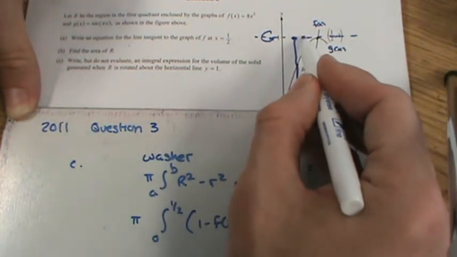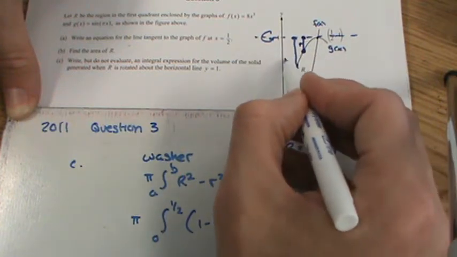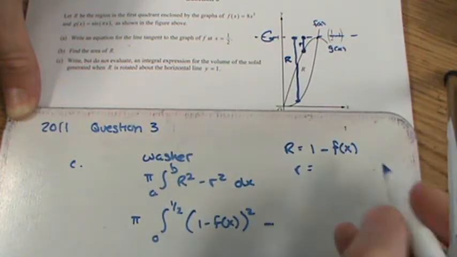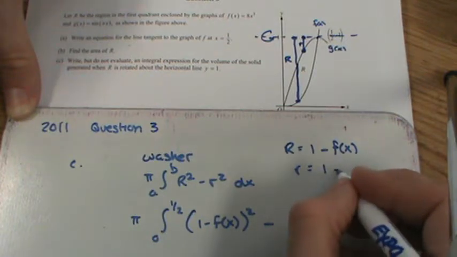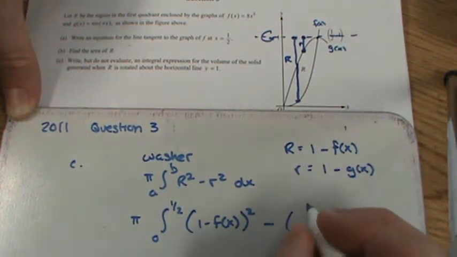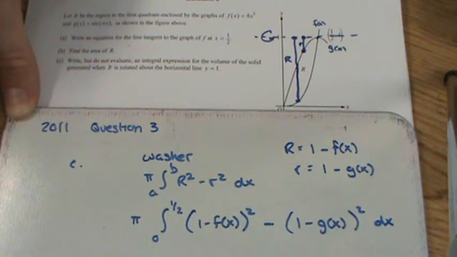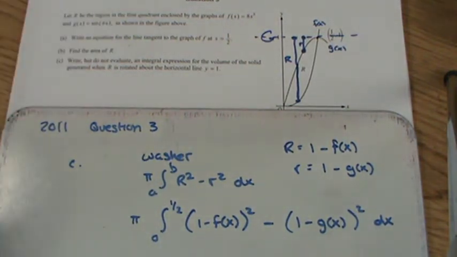Little r, start on the axis of revolution, go down until you hit the first line. That's going to be our little r. There's our big R. And little r, top minus bottom, is 1 minus the function of g of x. And again, I'm going to leave it like that so I don't have to recopy down g of x. Squared, and don't forget that dx. We always want to make sure we have that dx there. And that is a great answer for part C, and that will wrap up question number 3.